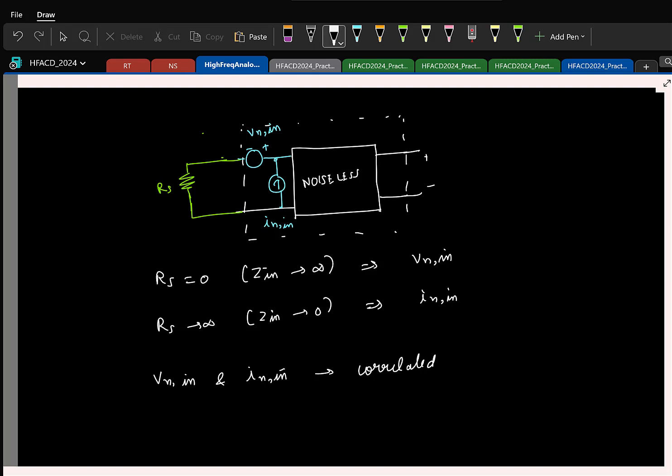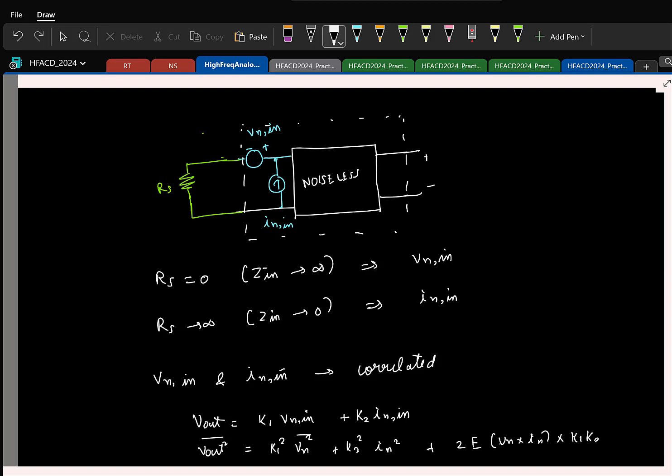So which means, let us say you have a case where you find the output as some k1 times Vn in plus k2 times some In in. To find the power, you can't directly write k1 squared times Vn squared plus k2 squared times In squared. You'll also have the cross term, the expected value of Vn times In. It's a minor thing to have.